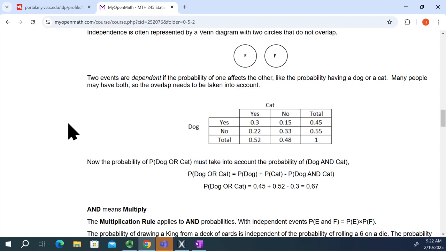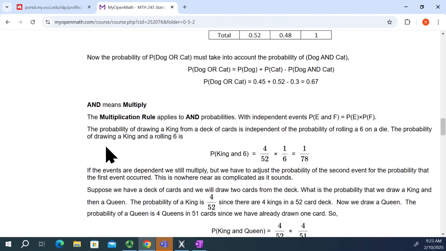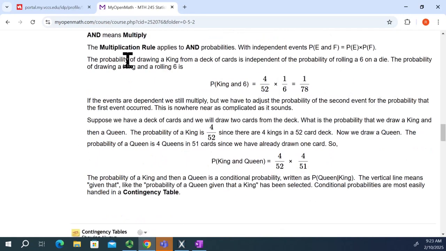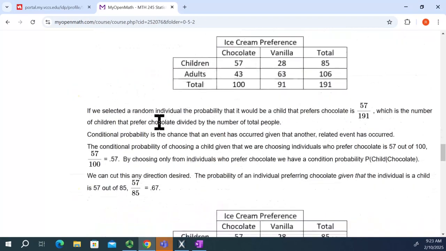The probability that it's going to rain or I get a head, I can add those. But this, and the contingency table covers all these silly formulas. The probability of a dog or a cat is that plus that minus that, because that's the overlap. And when they do the Venn diagrams, they show an overlap. That's what we've got to remove. This is multiplication. And means multiply. And we're back to contingency tables. If you can get it into a contingency table, you've got it made.